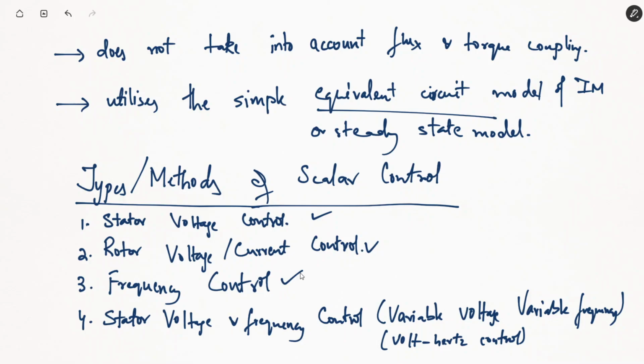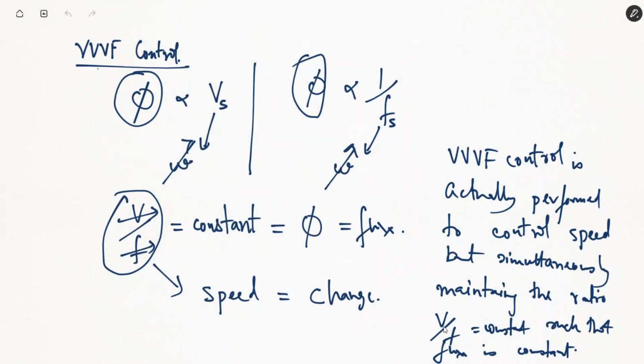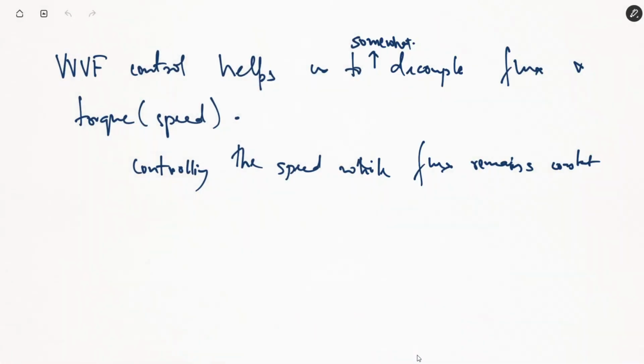Now, to achieve that decoupling within the scalar control framework, one of the methods suggested was stator voltage and frequency control, or what is known as the variable voltage, variable frequency control. In this case, we are changing the voltage, we are also changing the frequency, but we are keeping the ratio V by F constant. Since flux is directly proportional to voltage and inversely proportional to frequency, flux will remain constant. So speed variation will be achieved, but flux will remain constant in the system. So somewhat we have been able to decouple flux and torque using variable voltage, variable frequency control.